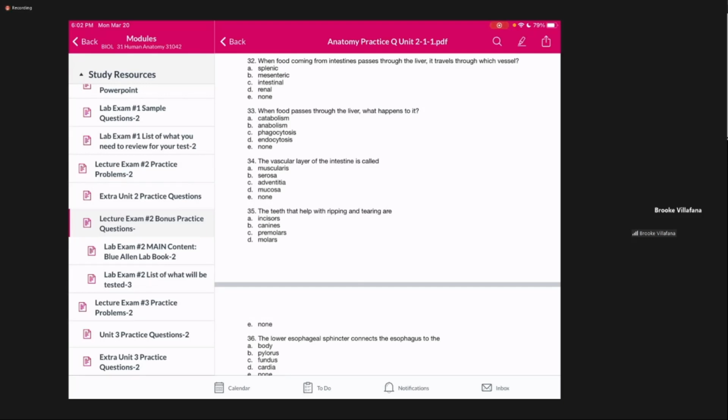So for question 32, when food comes from the intestines and passes through the liver, it travels through which vessel?